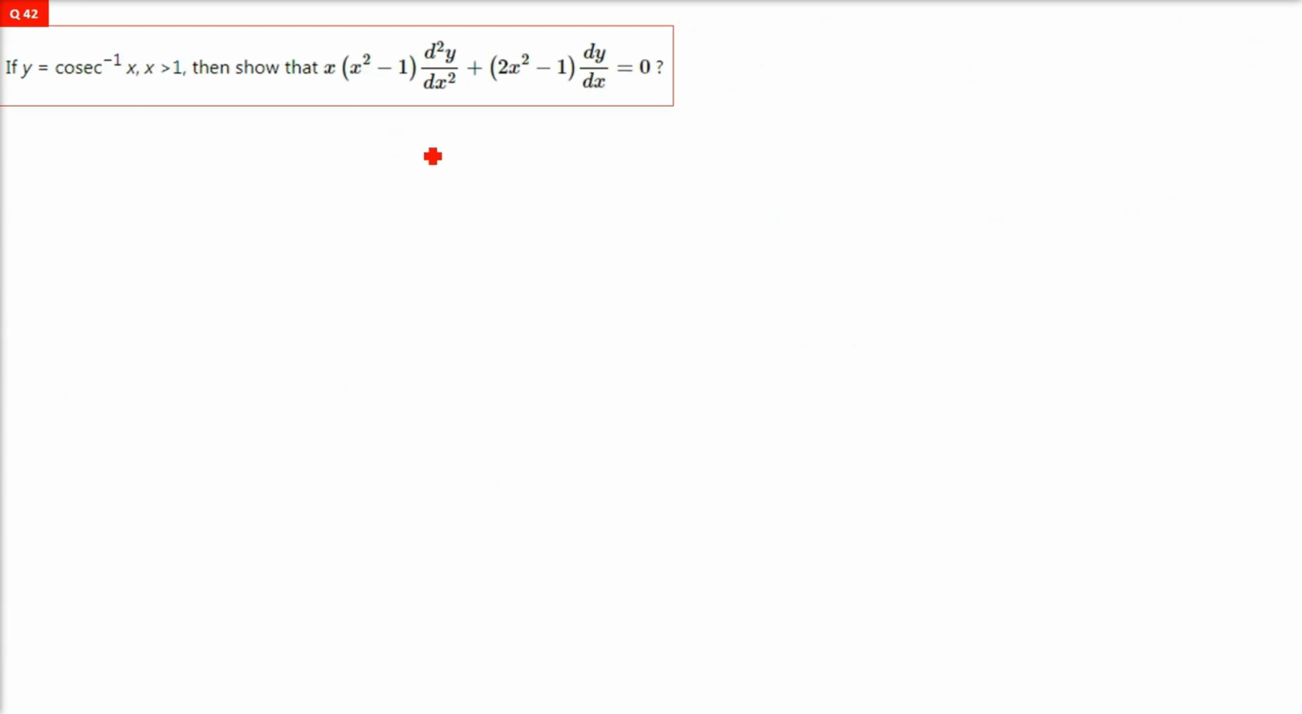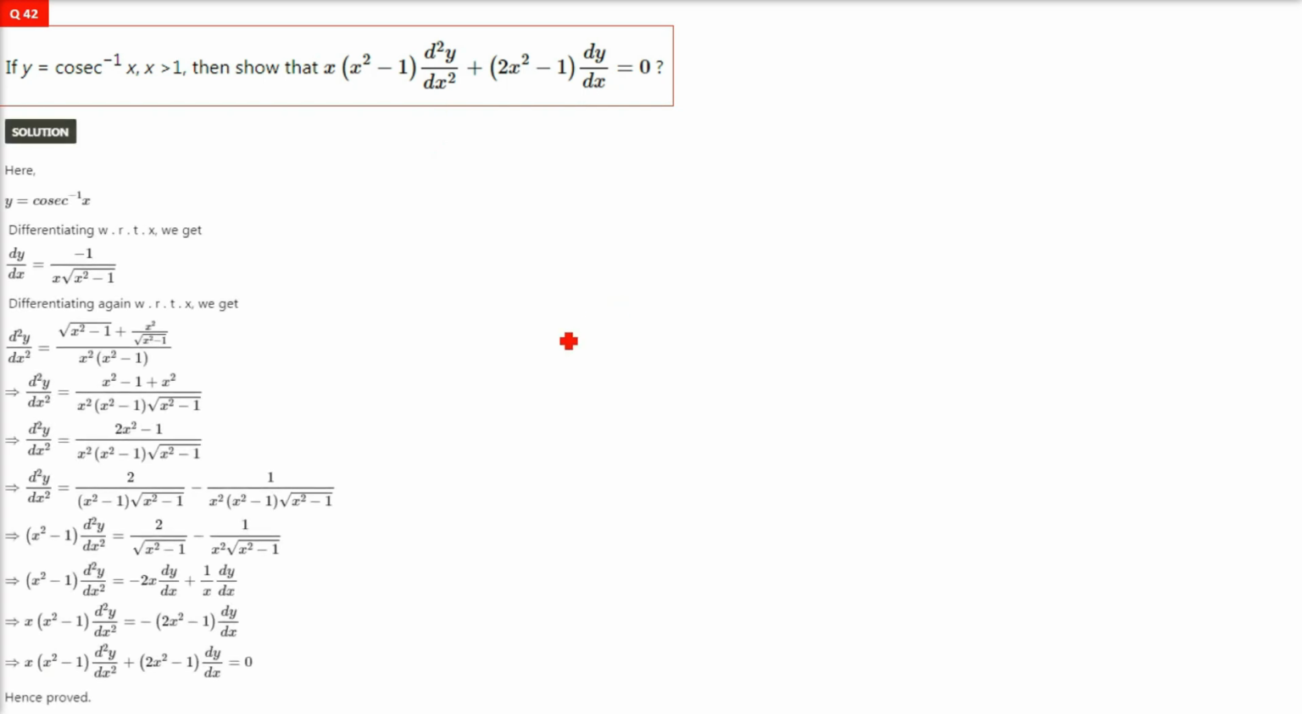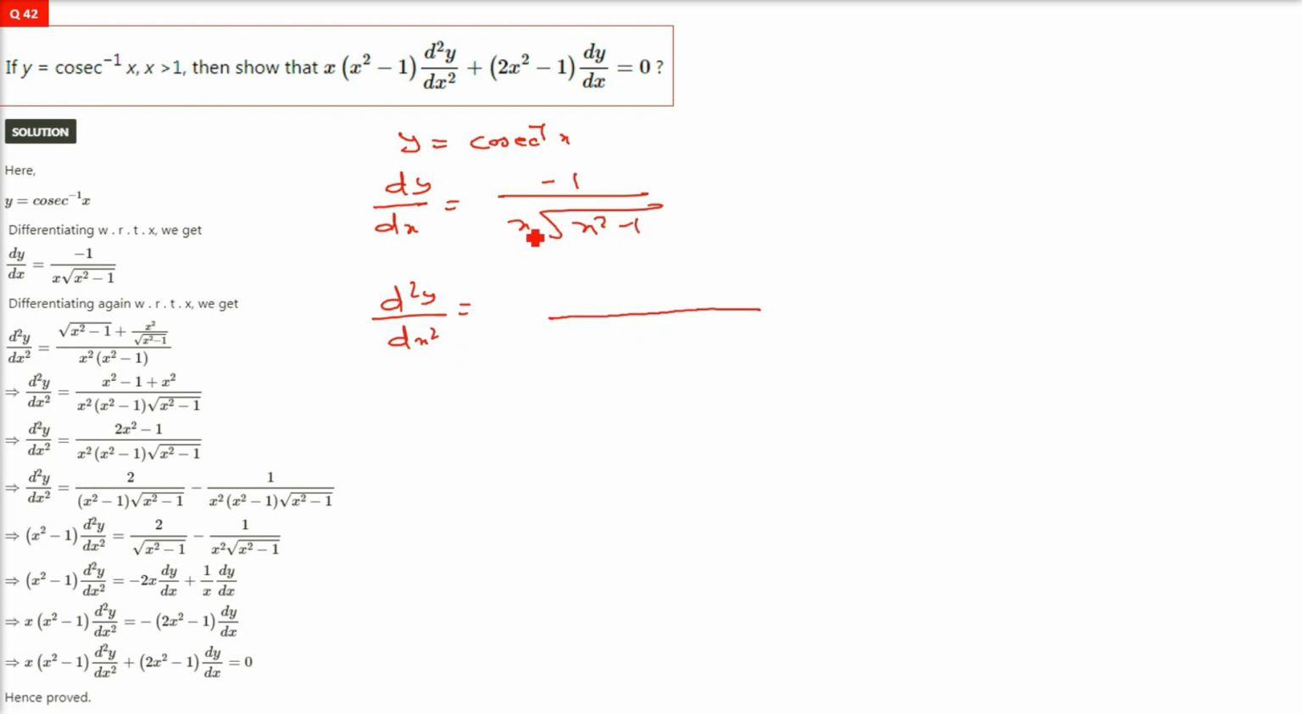So this question, I'll just give you a reference and we will do it entirely. The only thing you need to know is the differentiation of cosec inverse x. So y is equal to cosec inverse x, dy by dx is equal to negative 1 divided by x square minus 1 in the root. This you need to remember. For d2y by dx2, the denominator, just square it. This will be x square, under root x square minus 1 squared will be x square minus 1 only. Then this x into under root x square minus 1 goes here.